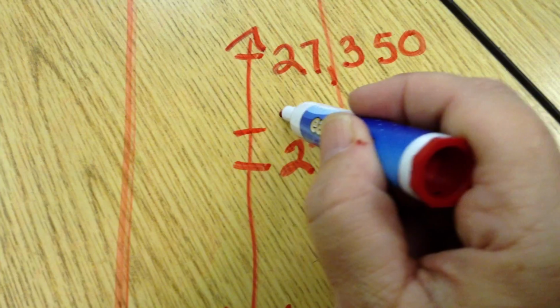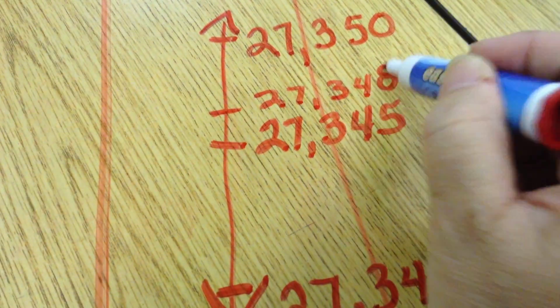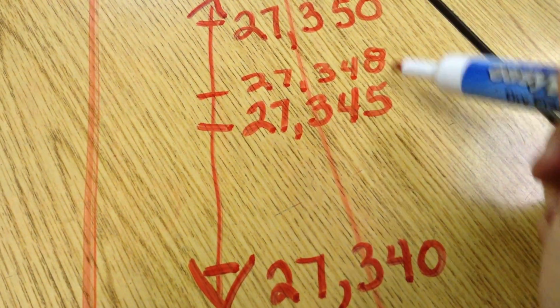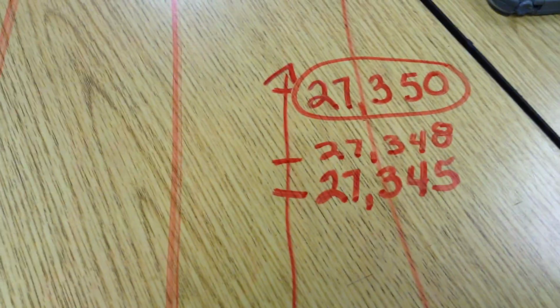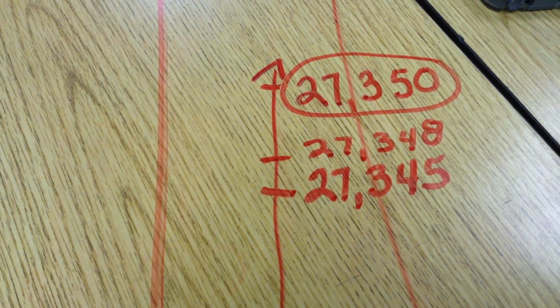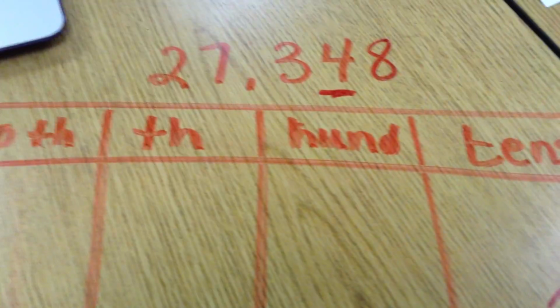It would be about there, 27,348. So because that number is above our midpoint, this number would round in the tens place to 27,350. Now we're ready to move on to the hundreds place.